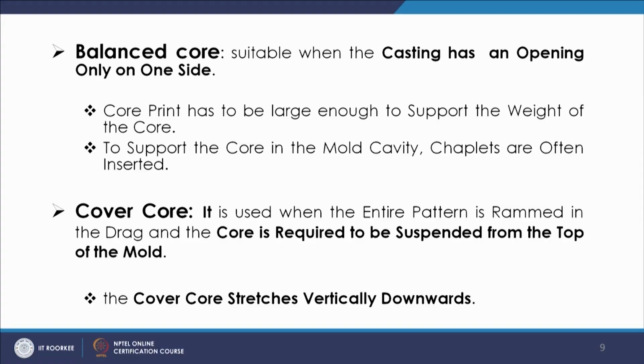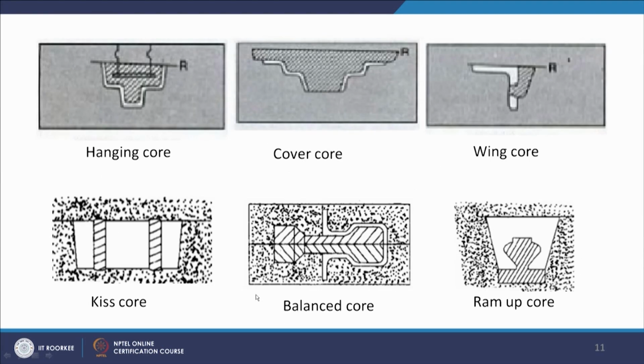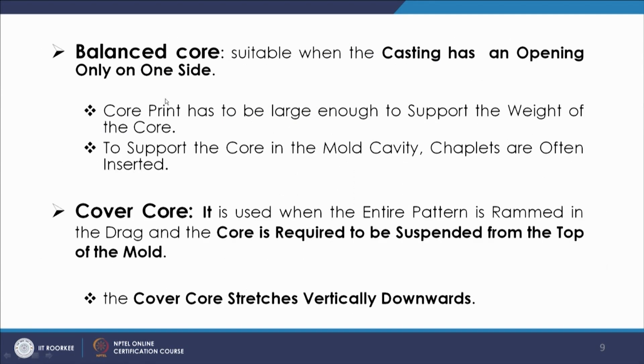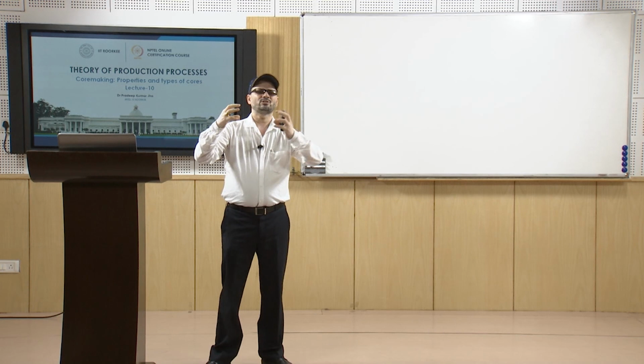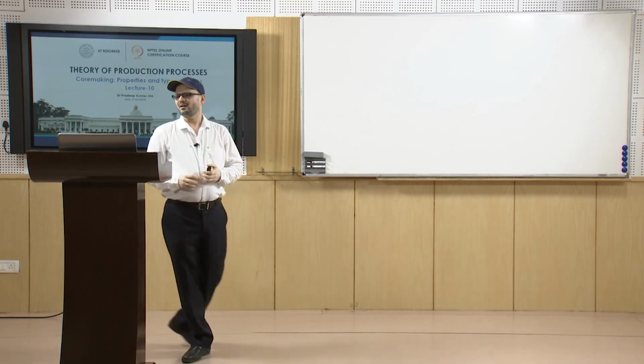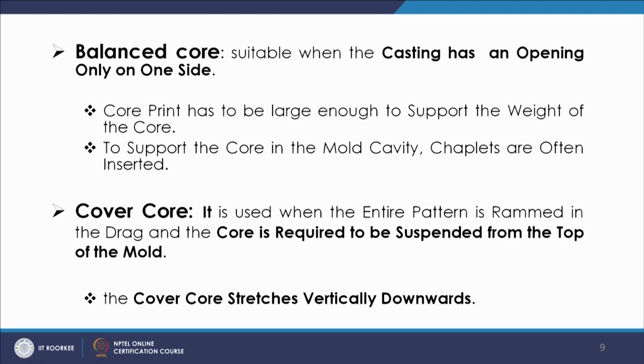Now, depending upon the different shapes, you have the balanced core. The balanced core has an opening on one side. Let us look at this picture and first see how it is defined. A balanced core is the core whose opening is on only one side. The casting has an opening only on one side. In that case, the core print has to be large enough so that it supports the weight of the core.